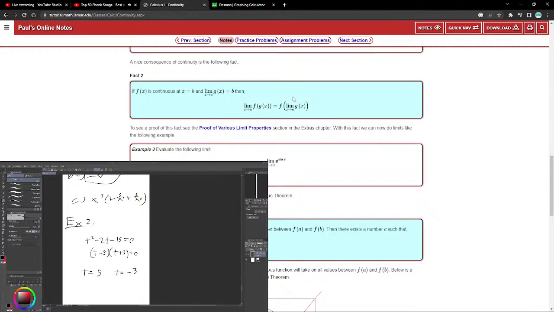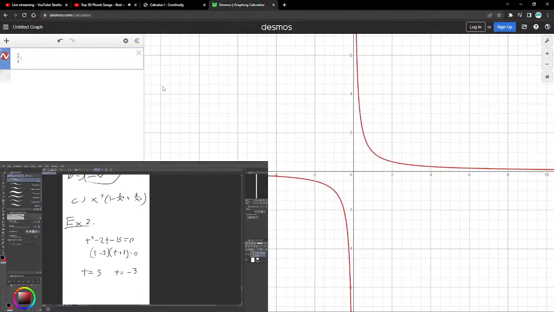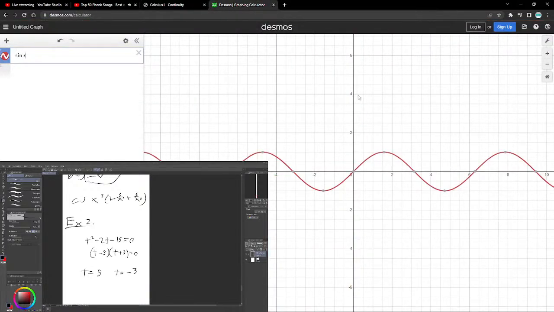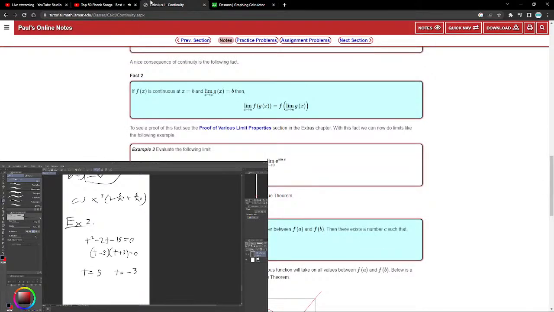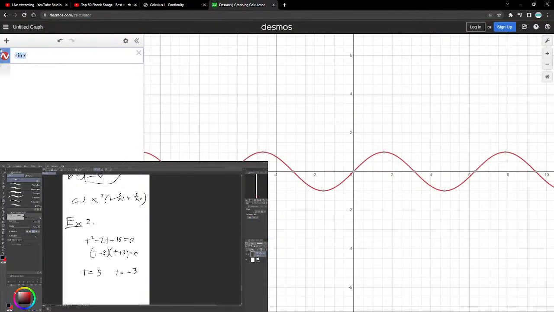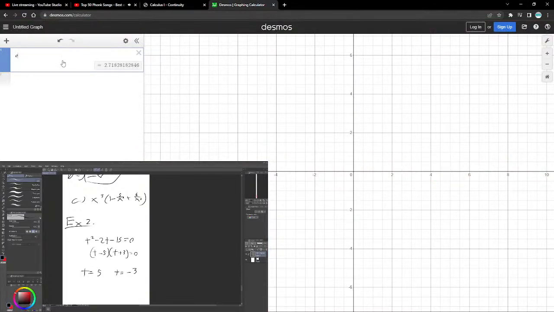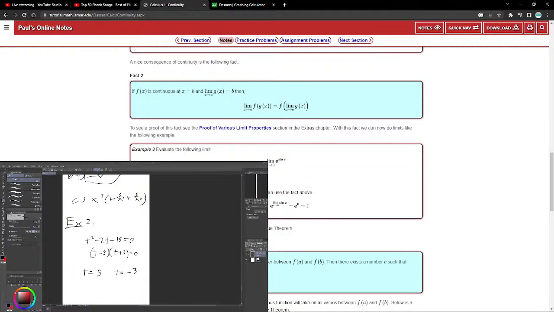Sine. It's going to be 1, right? Yep. Since we know exponentials are continuous everywhere, we can use the fact above. Okay.